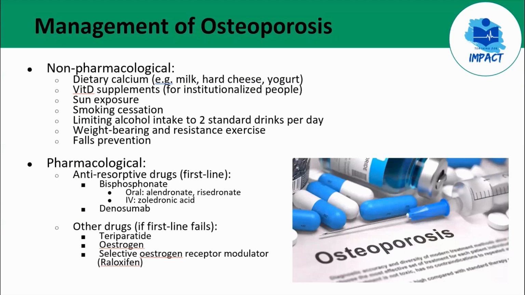Does anyone know what it is? It's a synthetic form of a hormone that we've talked about before. Perfect. Someone has written PTH analog, and that is correct. And that may be confusing for people because we've talked about PTH's function being increasing bone resorption.